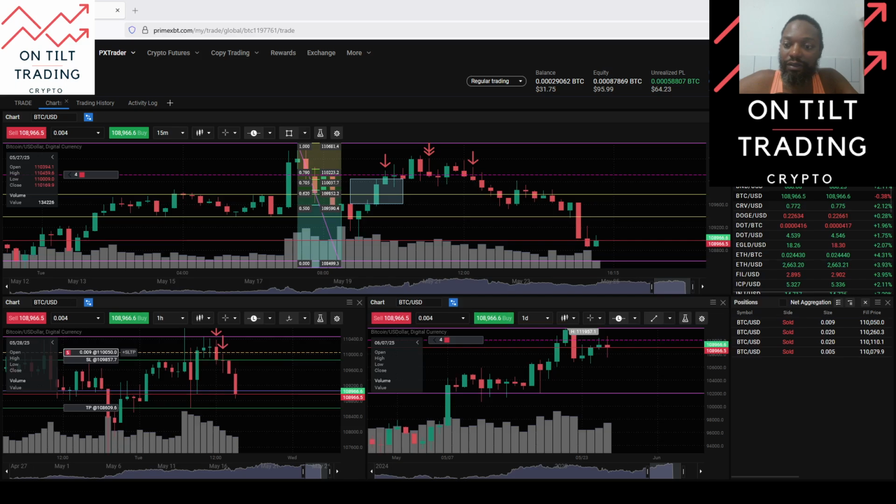So this is my trade idea and current trade here on Bitcoin. If all goes well, we'll get the rest of this continuation and be able to take profit. If not, then I'll get stopped out back up here where my stop loss is located.